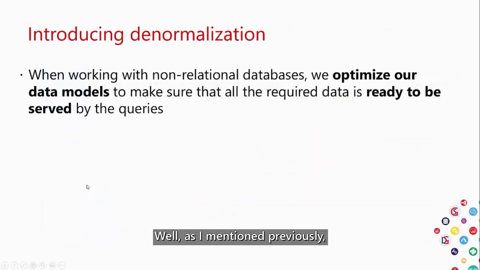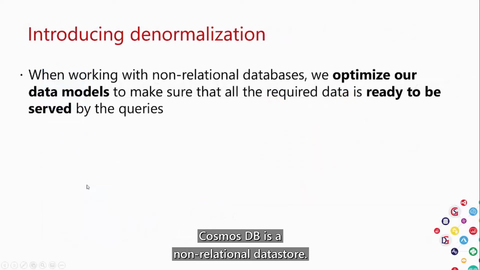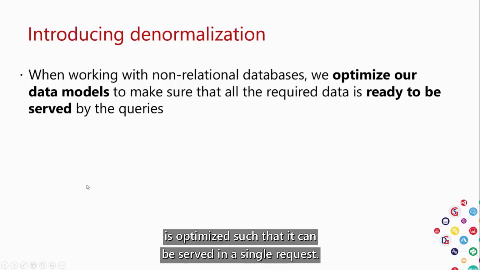Well, as I mentioned previously, Cosmos DB is a non-relational data store. It doesn't support joins across containers. Data that is modeled in this type of data store is optimized such that it could be served in a single request.